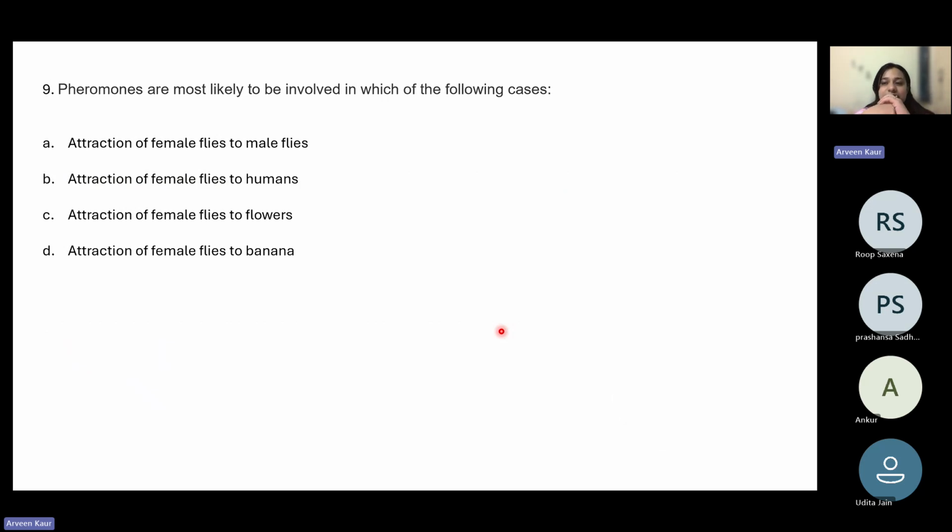Then another question is, pheromones are most likely to be involved in which of the following cases, right? In the attraction of female flies to male flies, in the attraction of female flies to humans, in attraction of female flies to the flowers, or the attraction of female flies to the banana. Which of these most likely have the involvement of pheromones?